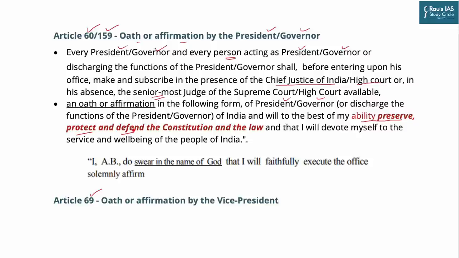Because when we talked about the oath and affirmation of the other people like Minister of the State or the High Court Judge or even the CAG, preservation, protection and defending of the Indian Constitution was not mentioned. Here they are going to preserve, protect and defend the Indian Constitution and the law. And they will devote themselves to the service and the well-being of the people of India. Here also they are taking the oath or the affirmation. The same is true with respect to the Vice President, but here the oath is taken in front of the President and not the CJI.